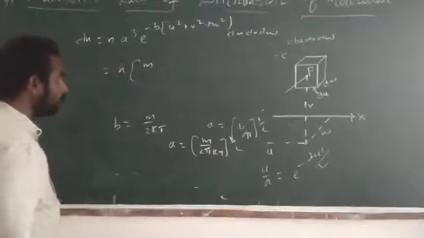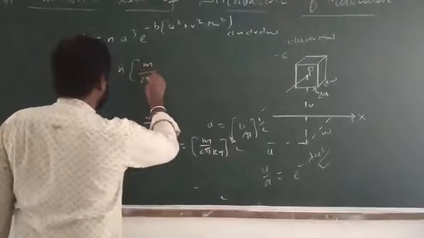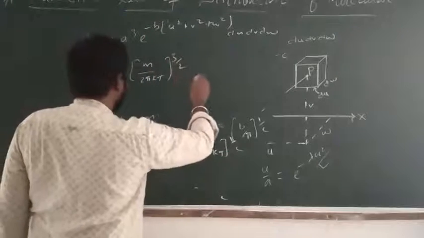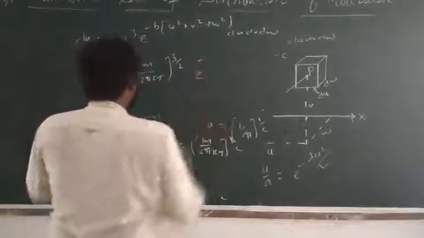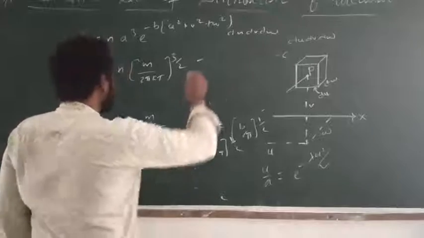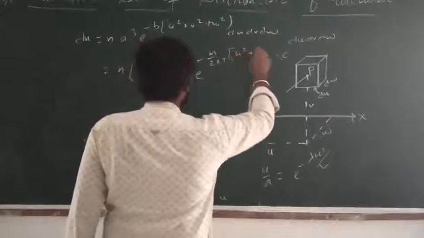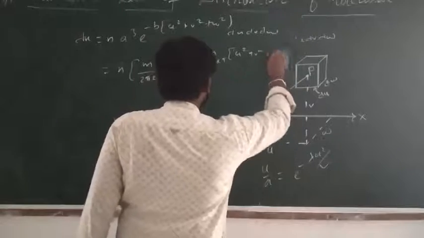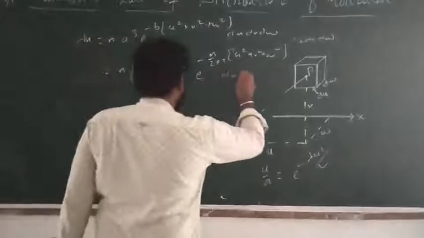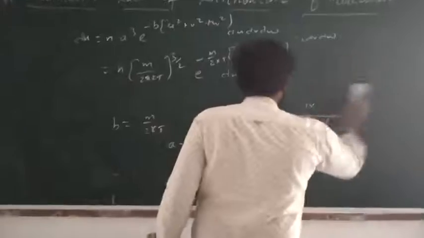So n into, the a value is m by 2 pi kt. Here the power 1 by 2, cubed, is 3 by 2. I think you are following. Minus b, and b is m by 2 kt. So m by 2 kt into u square plus v square plus w square, into du dv dw.